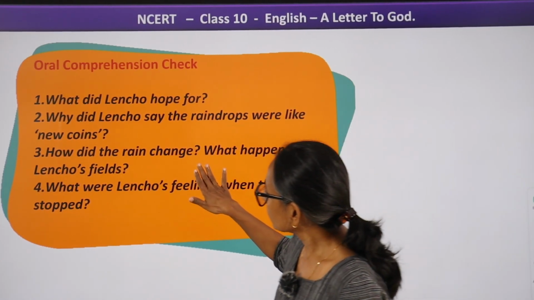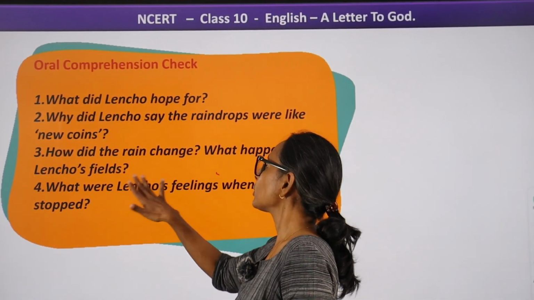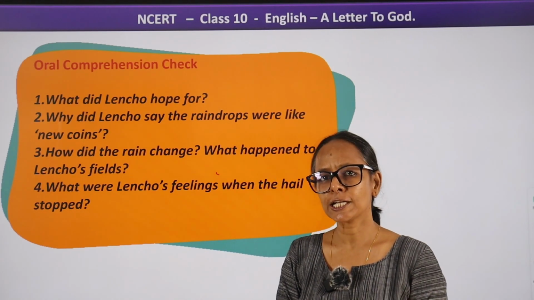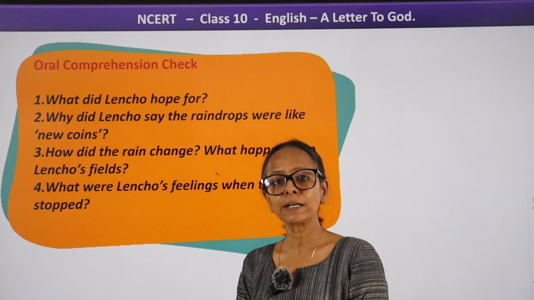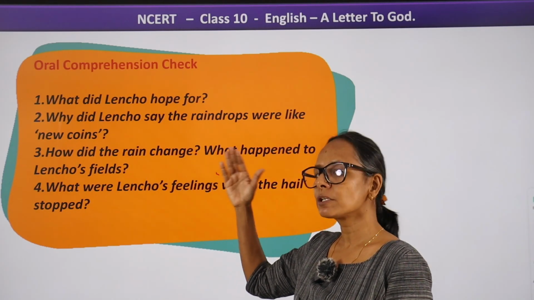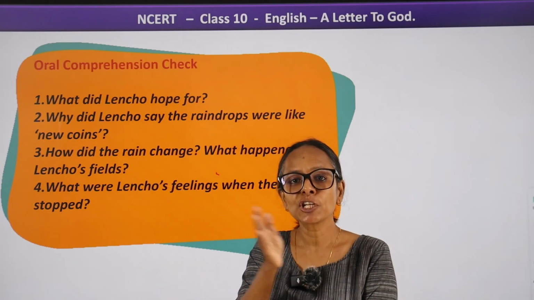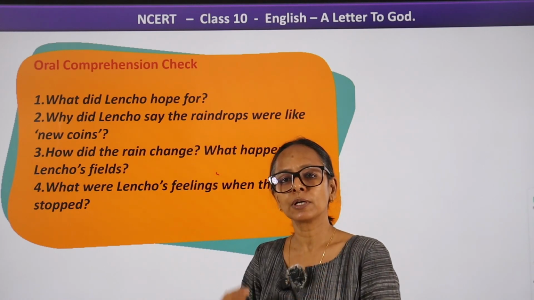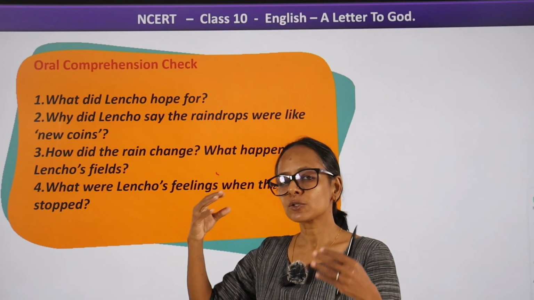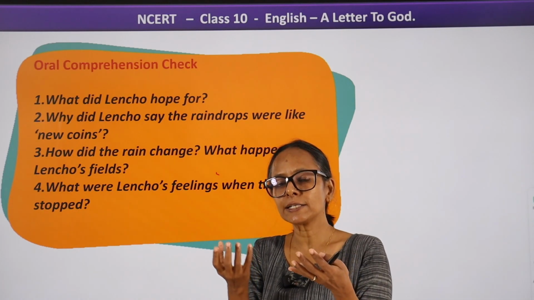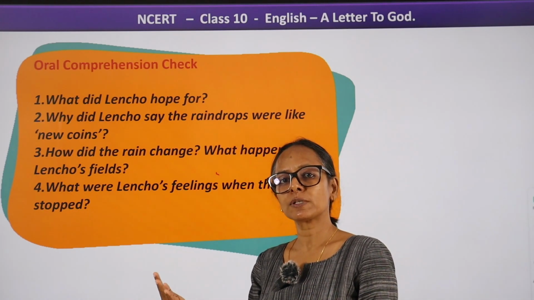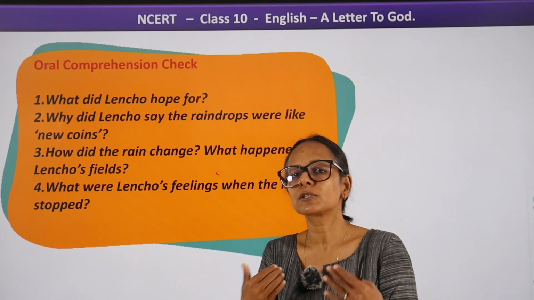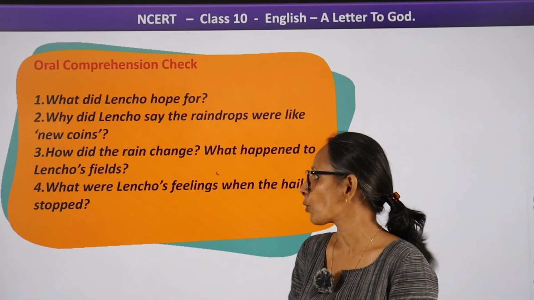How did the rain change? What happened to Lencho's fields? So initially he was very happy that raindrops fell. He went out, he enjoyed and all that. But what happened? How did the rain change? The rain changed into hail and brought down hailstones. So little rocks of ice started falling down, and it completely changed because that is going to destroy his crops. It's not going to let the crops grow.